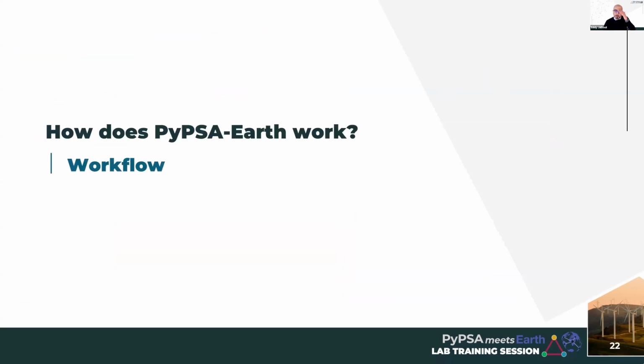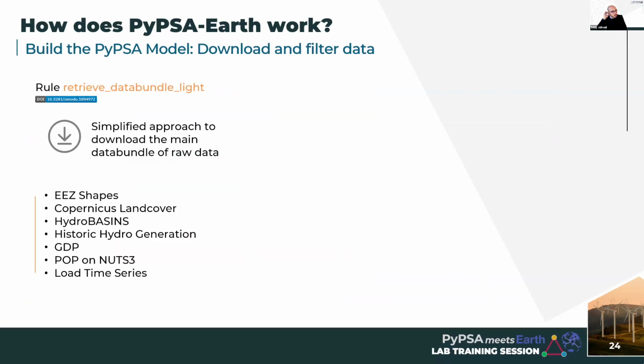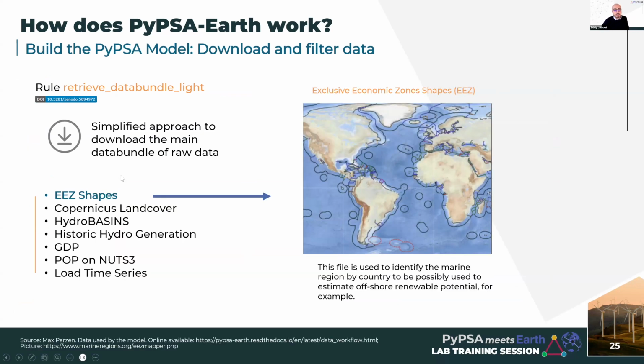All right. So now the workflow that we already saw in Snakemake, shown in a graphical way, we'll dive into step by step and see what happens within the model in the background. The rule retrieve data bundle, which is at the beginning, simply downloads the main raw data that we need. For example, the EEZ shapes that we saw already in the input. These are the exclusive economic zones shapes, used for identifying the marine regions for each country and accordingly estimating offshore renewable energy potentials.